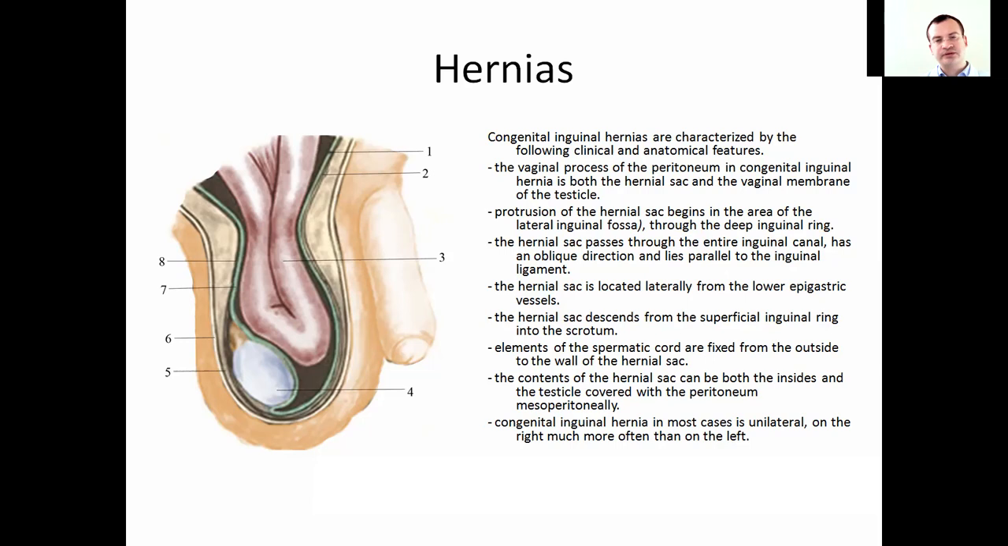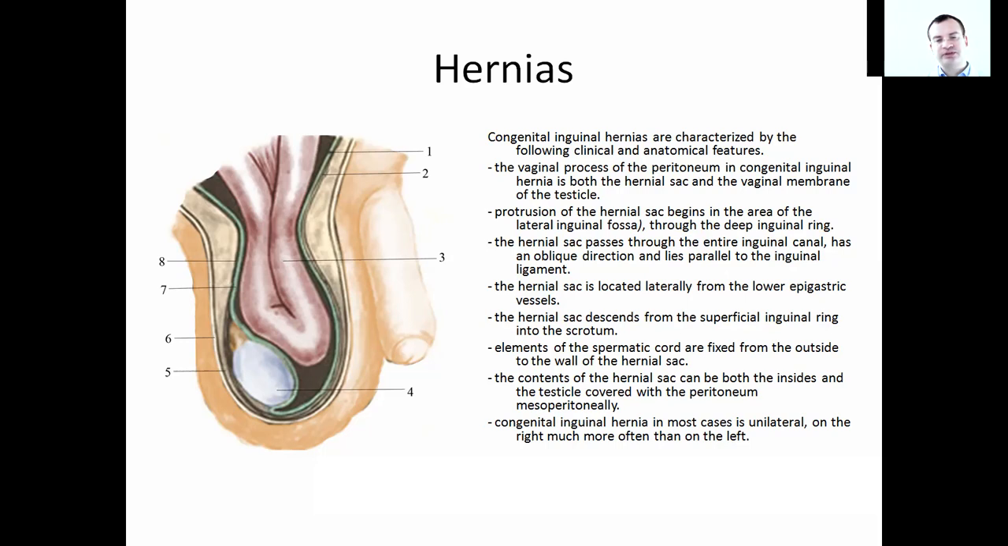Congenital inguinal hernias are characterized by the following clinical and anatomical features. The vaginal process of the peritoneum in congenital inguinal hernia is both the hernial sac and the vaginal membrane of the testicle. Protrusion of the hernial sac begins in the area of the lateral inguinal fossa through the deep inguinal ring. The hernial sac passes through the entire inguinal canal, has an oblique direction, and lies parallel to the inguinal ligament. The hernia sac is located laterally from the lower epigastric vessels. The hernial sac descends from the superficial inguinal ring into the scrotum.